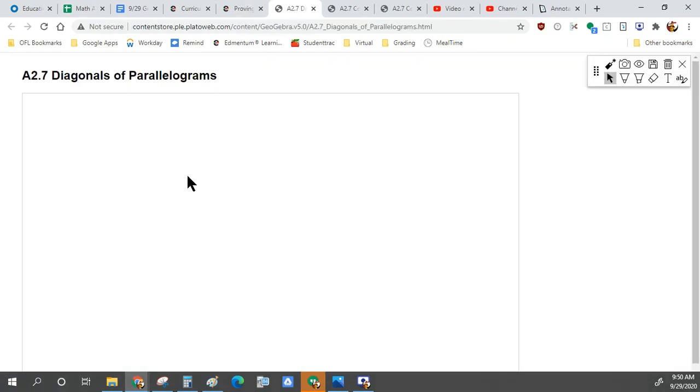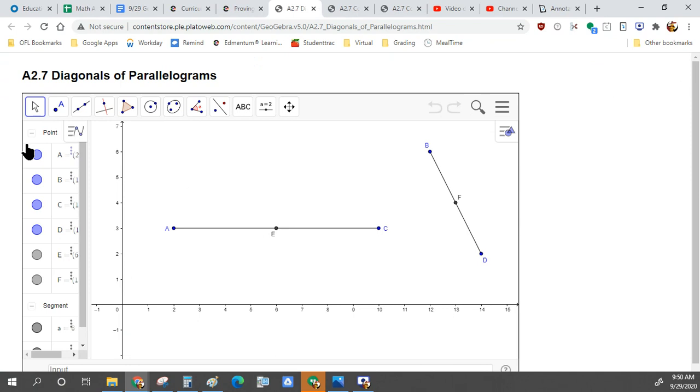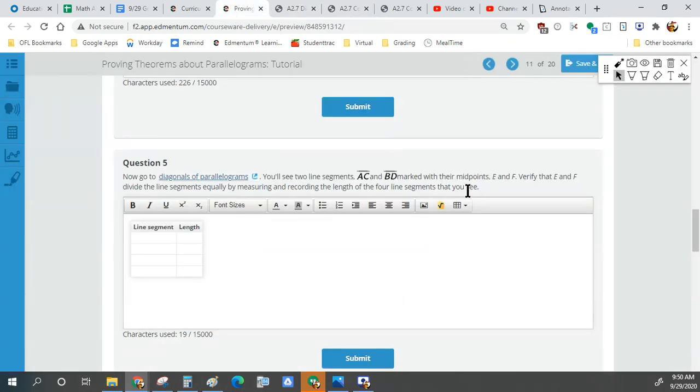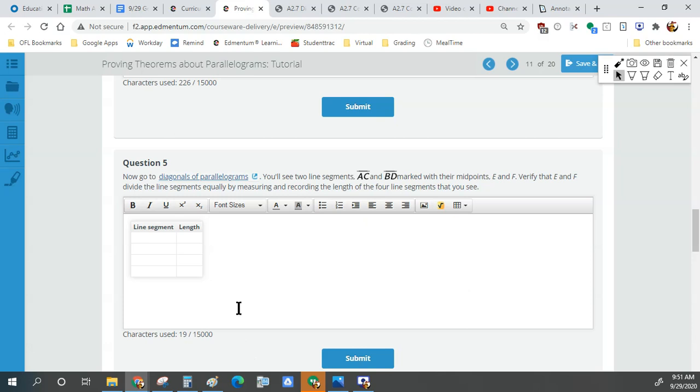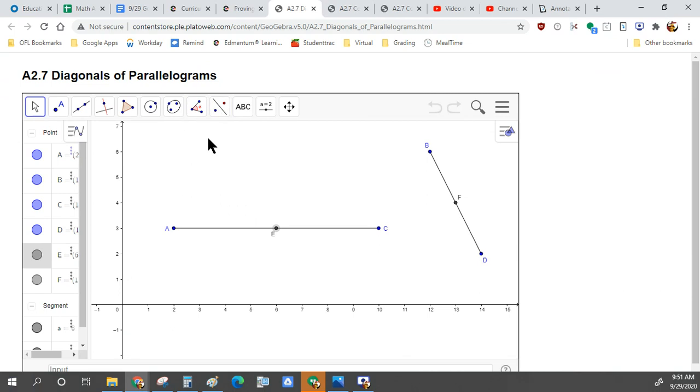Now go to the diagonals of this one. So we're going to go to this one. Okay, these are diagonals. Make the midpoints touch each other, apparently. So divide the line separating the two. Okay, so I'm gonna grab this E. You'll see the two segments have midpoints. Verify that the midpoints divide them equally. So they just want us to measure it.